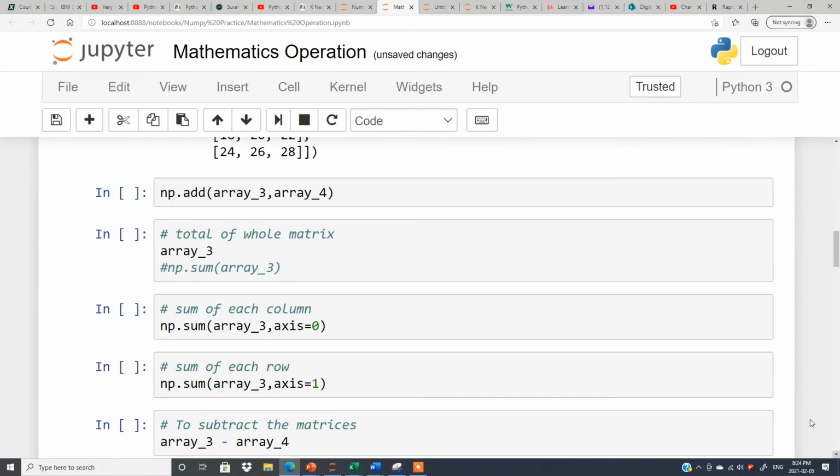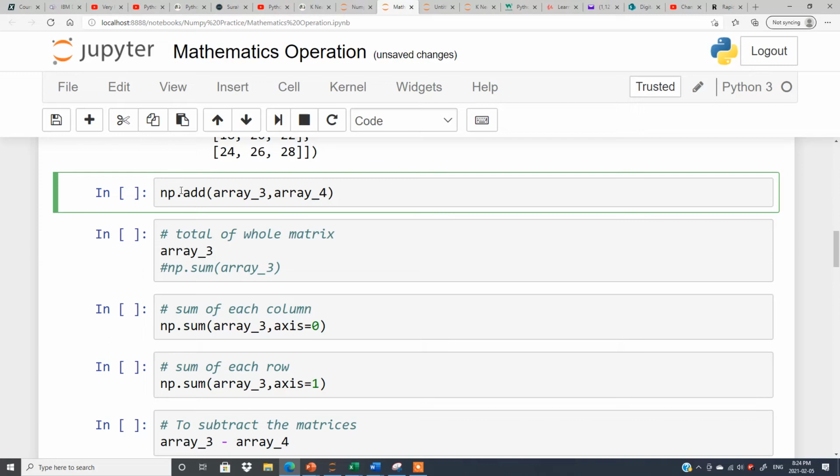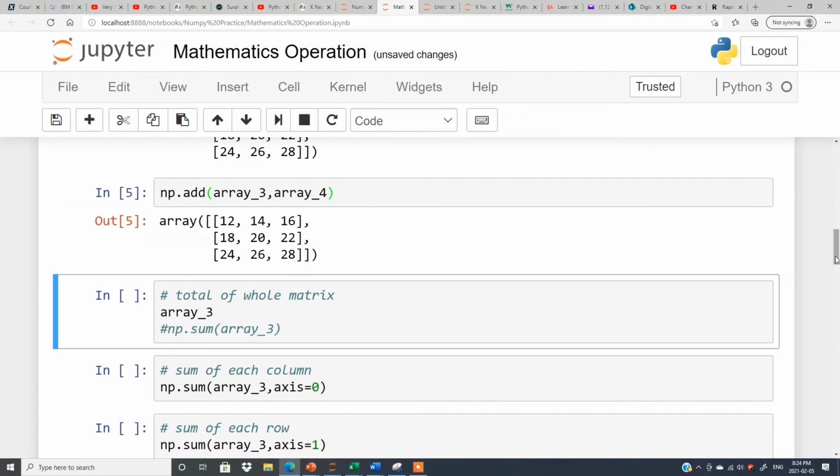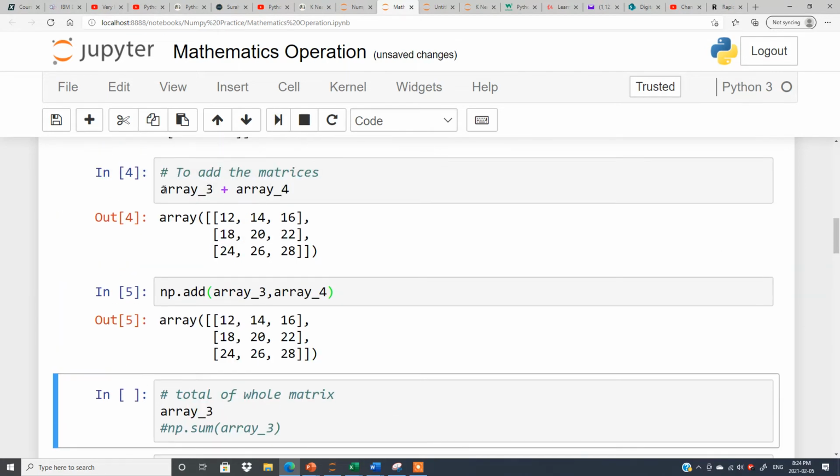But there is another method, if you want to use the numpy function: np.add, and in parentheses you have to write down the names of your variables, but there is no need to put the plus sign, only a comma if you want to use the add function. When I run it, you will see the same output. Whatever we got from here, the same output is here, but with a little difference in the syntax, right?